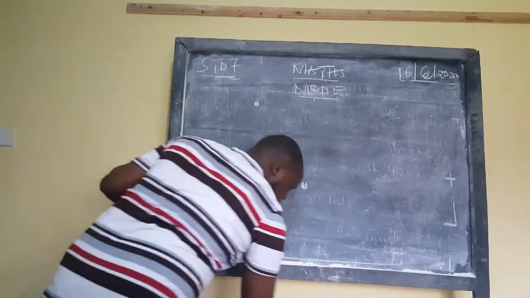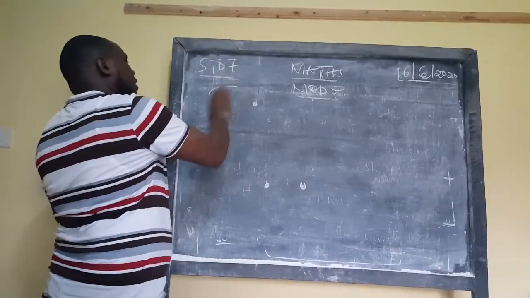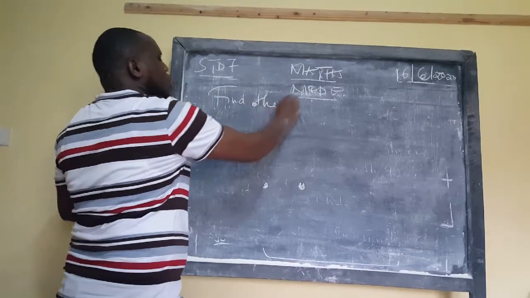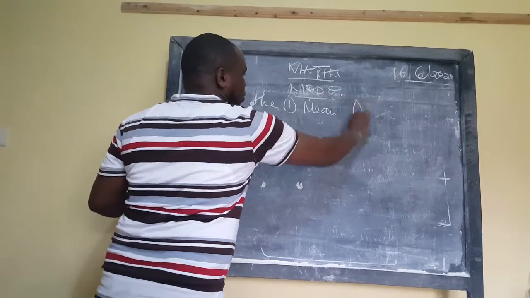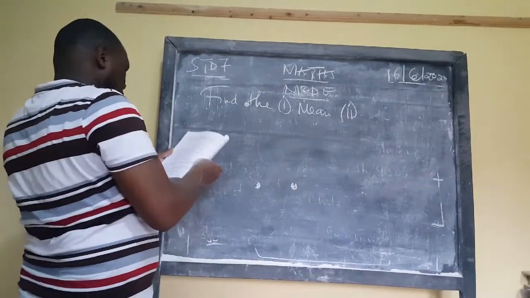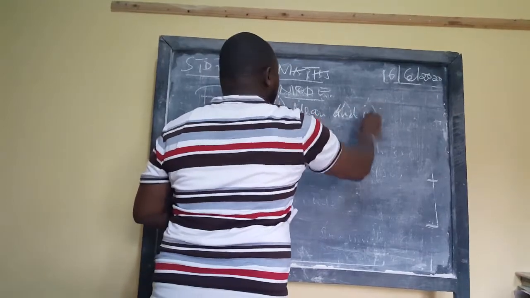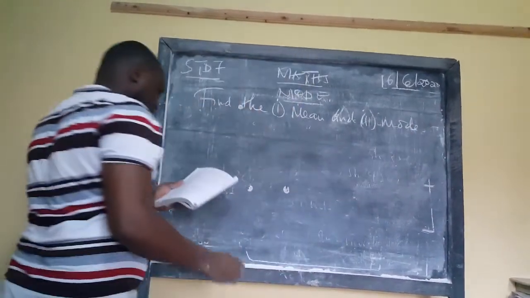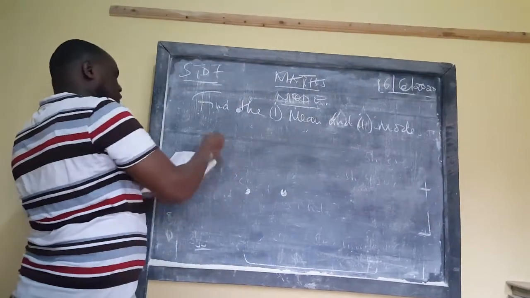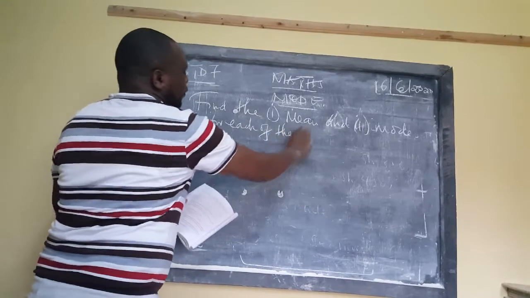So let me show you what exactly you are supposed to be doing. So number 1, find the Roman 1 mean, and Roman 2 the mode of, for each of the following.